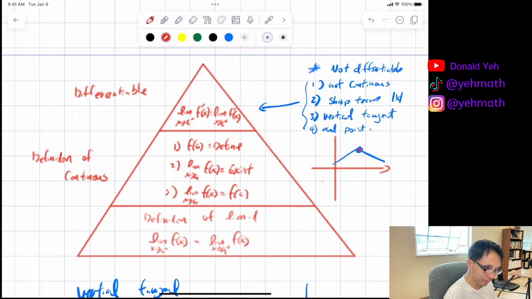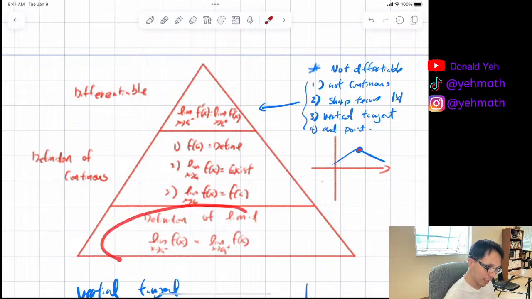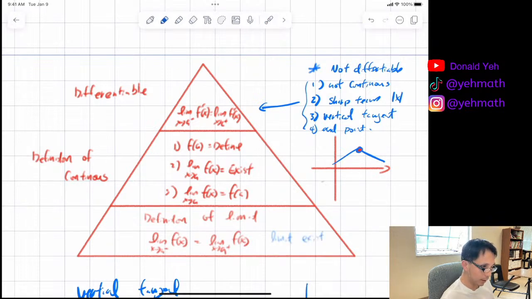This on the bottom is called the definition of limits. The definition of limits is: approaching from the left equals approaching from the right. If that's true, then the limit exists. The limit exists if the limit from the left equals the limit from the right. But the second part is continuity.